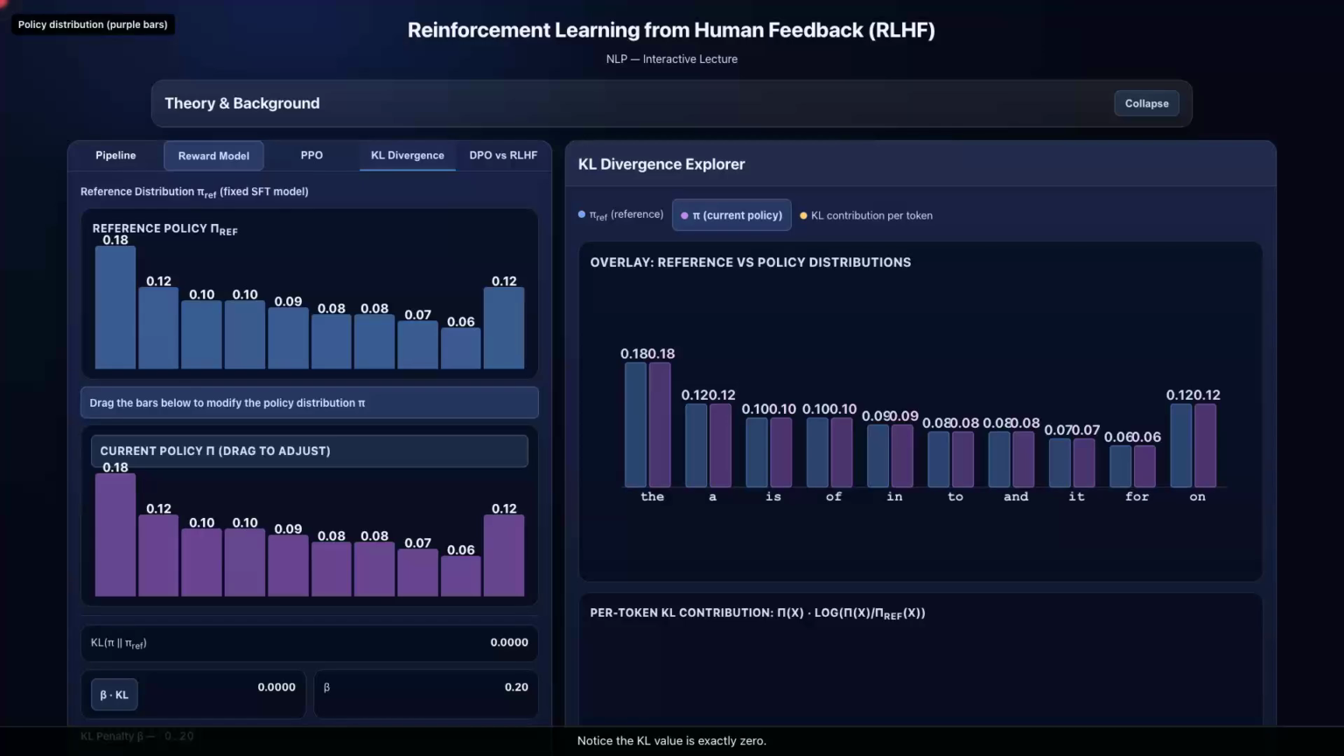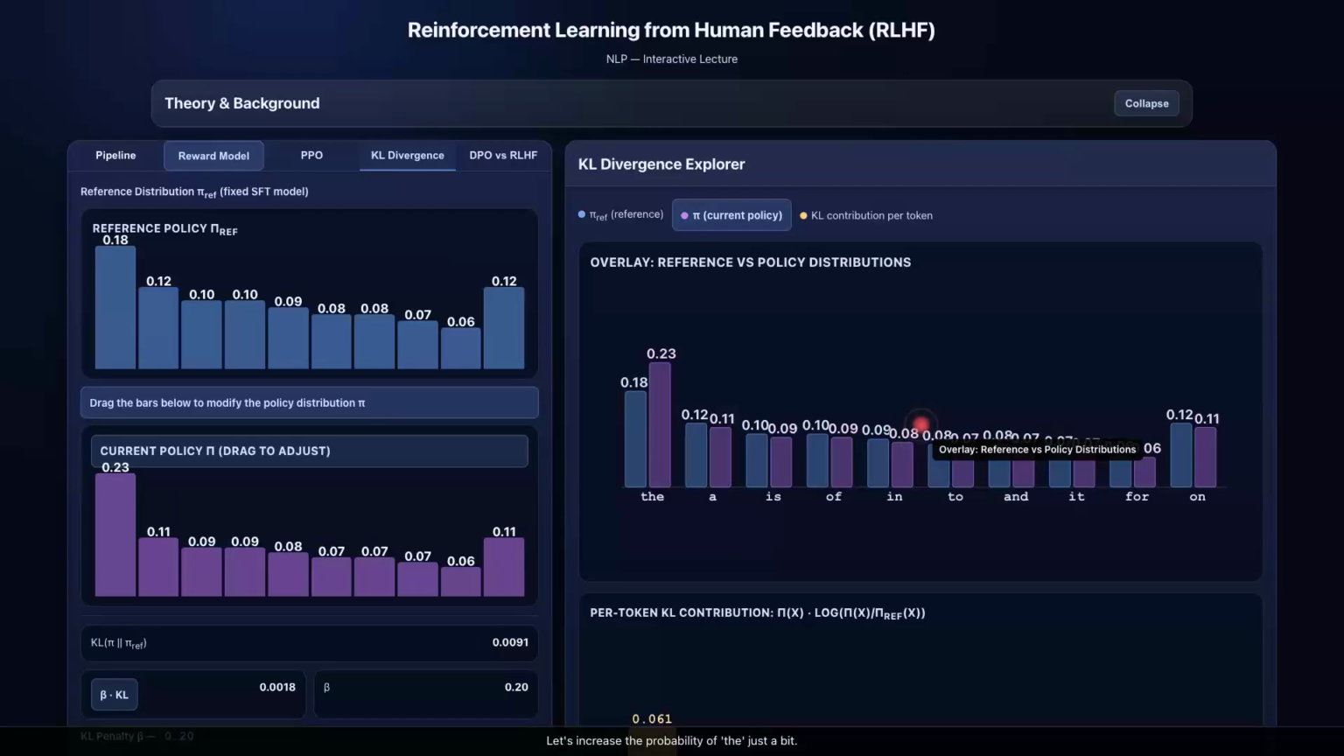Notice the KL value is exactly 0. This means the policy hasn't diverged from the reference at all. In the overlay chart, the blue and purple bars are identical for every token. This visualizes that the two distributions are exactly the same. Let's increase the probability of the just a bit.